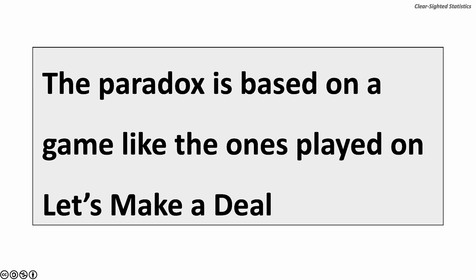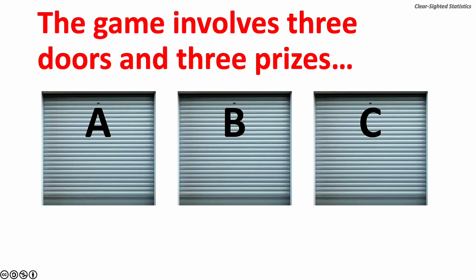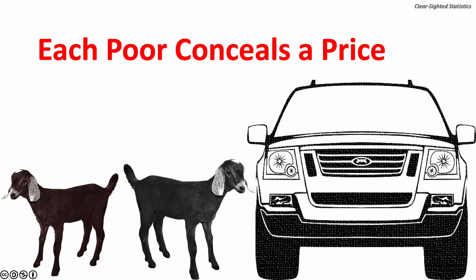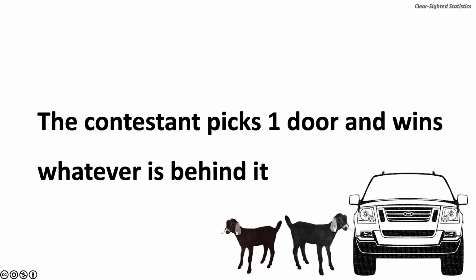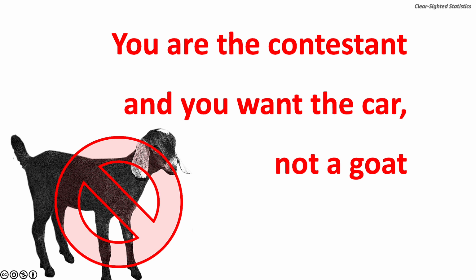The paradox is based on a game like the ones played on Let's Make a Deal. The game involves 3 doors and 3 prizes. Each door conceals a prize. Behind one door is a new car. There is a goat behind the other 2 doors. A lucky contestant is selected from the audience. The contestant picks one door and wins whatever is behind it. You are the contestant and you want the car, not a goat.